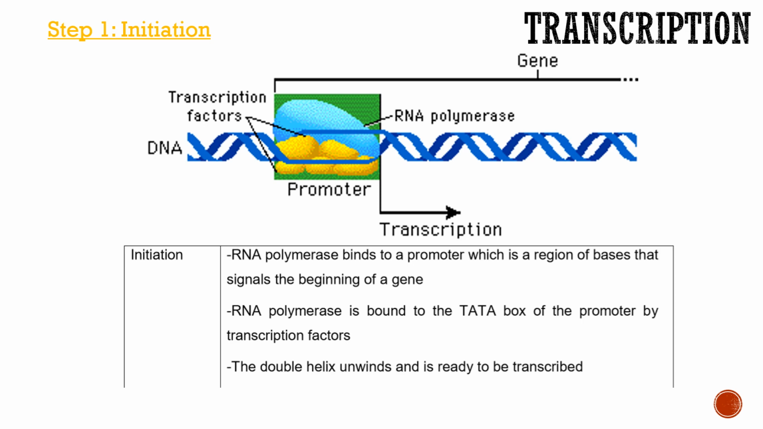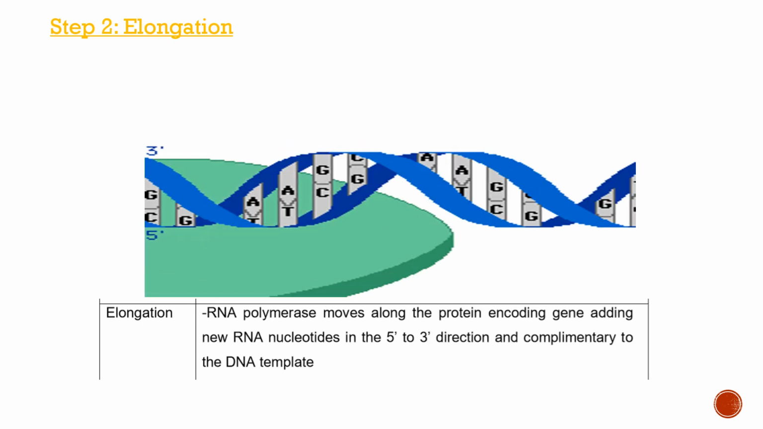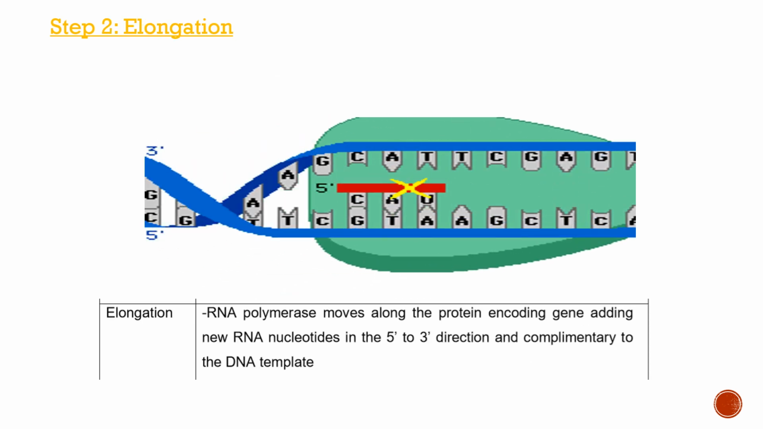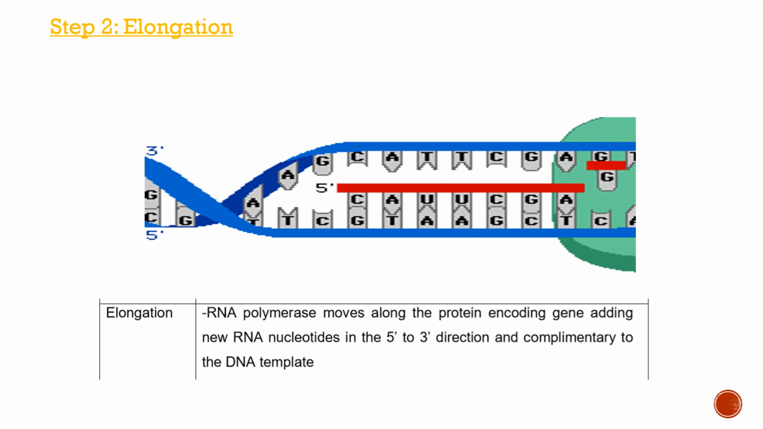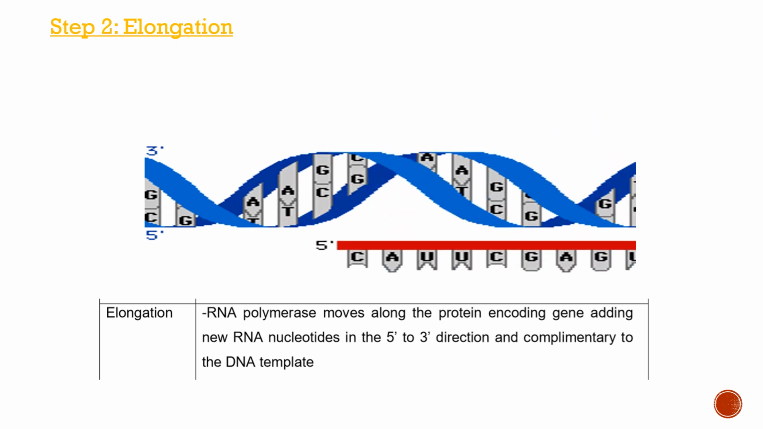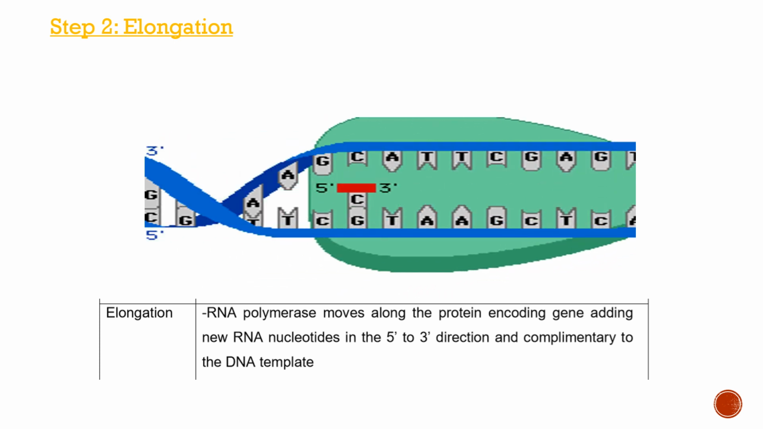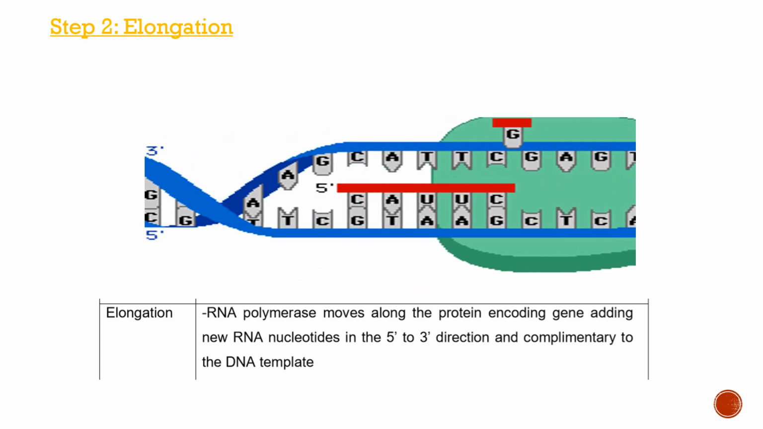And for the initiation part, RNA polymerase binds to a promoter site, a region of bases that signals the beginning of a gene. And this RNA polymerase is bound to the TATA box of the promoter by transcription factors. Then the DNA double helix unwinds and is ready to be transcribed. On the elongation part, RNA polymerase moves along the protein-encoding gene, adding new RNA nucleotides in the 5' to 3' direction and complementary to the DNA template.